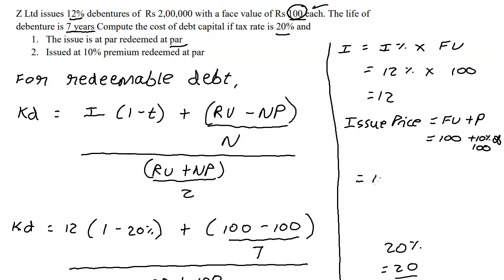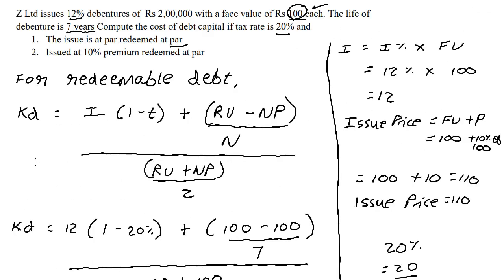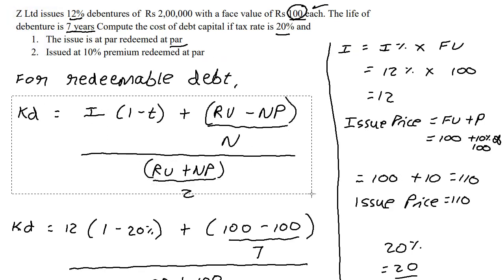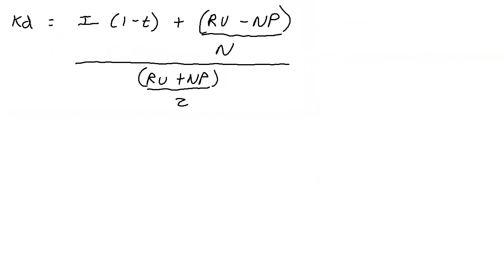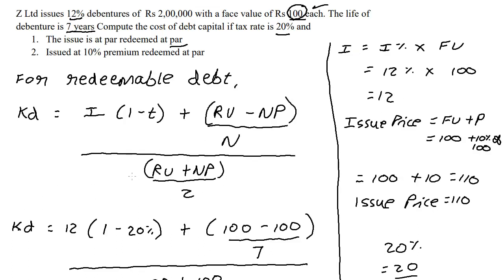So if I want to calculate, 100 plus 10% of 100 gives me 10, so 110. Remember, issue price is 110. Now we have calculations downstairs. For KD, the same formula that you have over here. For your understanding, I'm going to take this entire formula downstairs. So the interest rate and the interest ends up remaining the same as before. We calculated interest as 12.